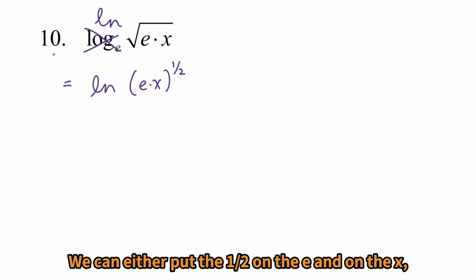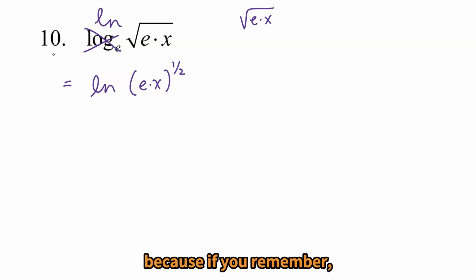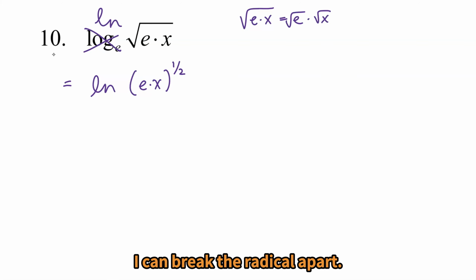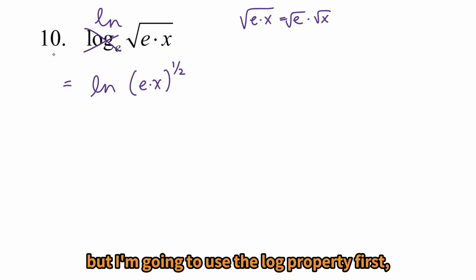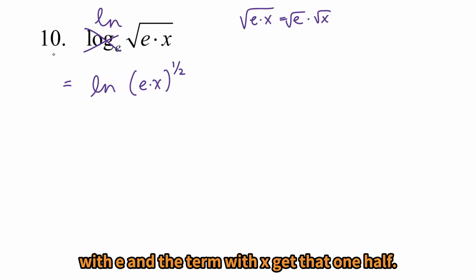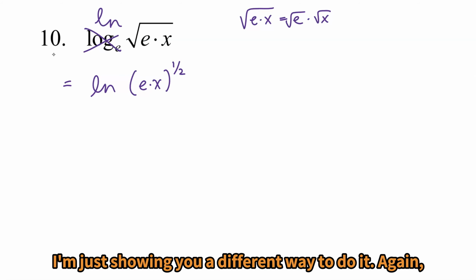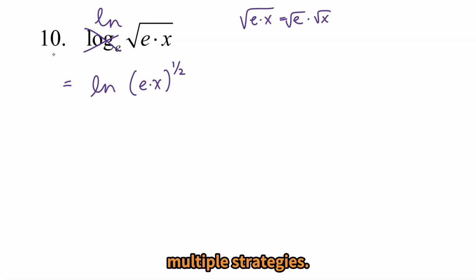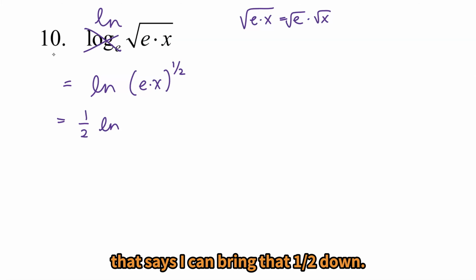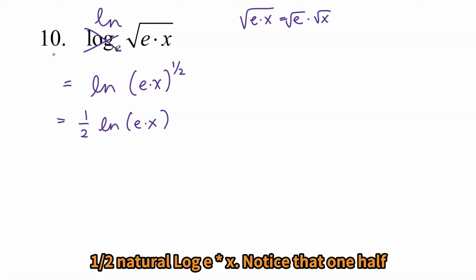We can either put the 1/2 on the e and on the x, because if you remember, if I'm multiplying inside the radical, I can break the radical apart. We could do that, but I'm going to use the log property first to demonstrate that we need to make sure that both the term with e and the term with x get that 1/2. Just showing you a different way to do it. So again, multiple strategies. I'm going to use the exponent property that says I can bring that 1/2 down, 1/2 natural log of e times x.